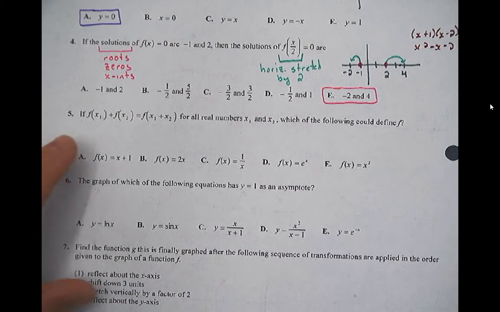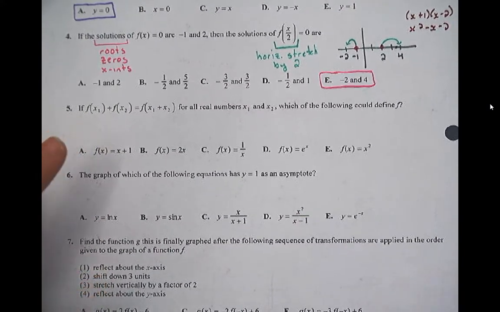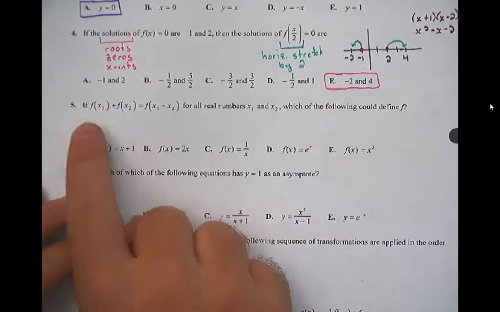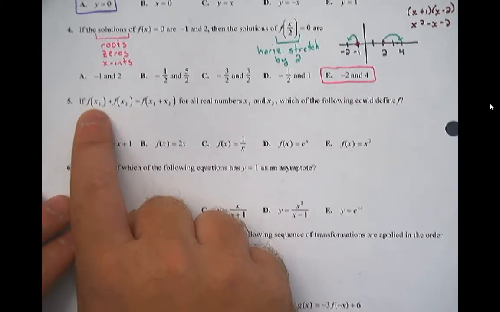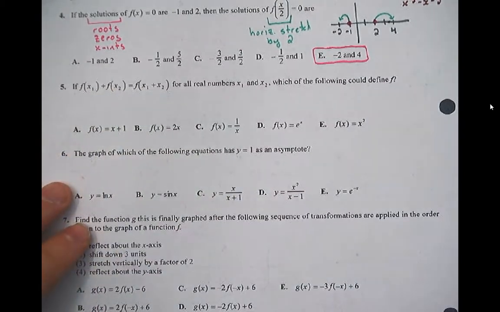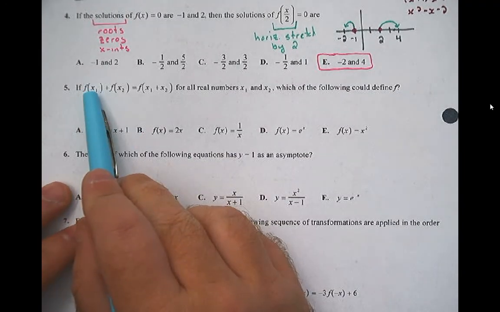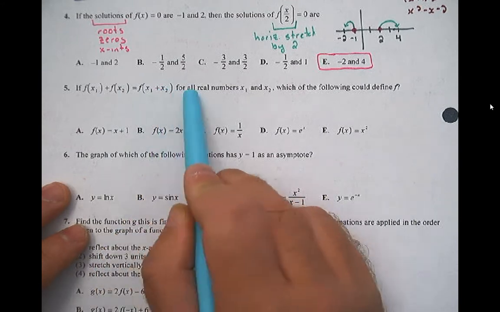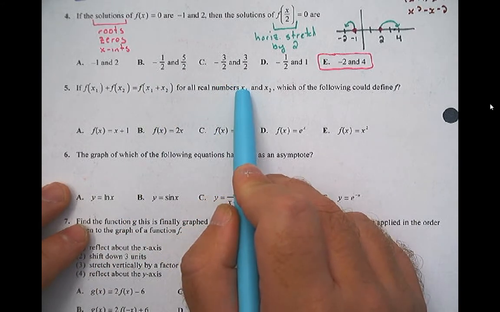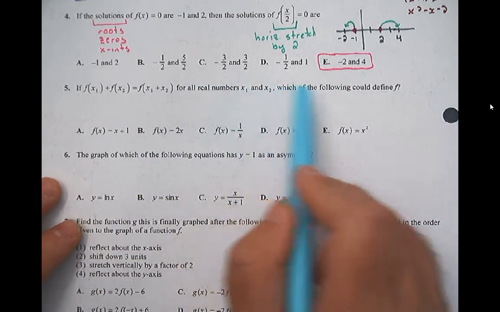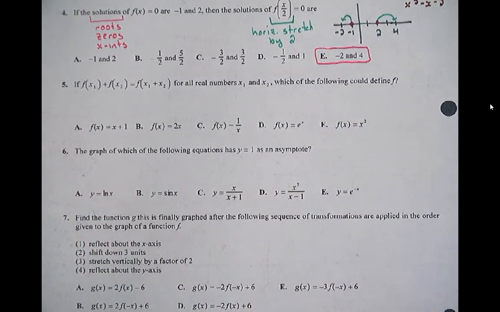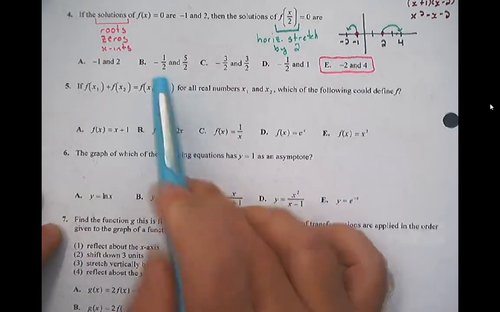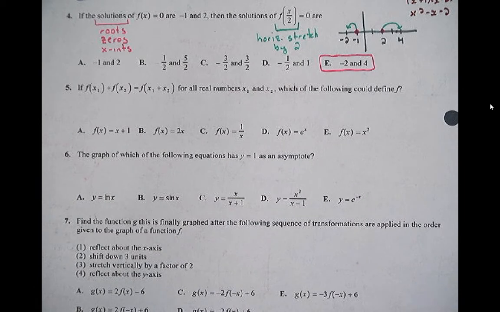Okay, this one is kind of weird just because it's a notational thing, but don't overreact to this kind of stuff. This is how math people talk, and we've got to start to get used to that language. So if f of x1 plus f of x2 is equal to f of x1 plus x2 for all numbers, so you're talking about the whole real number set, which could be the function f? Well, I don't know which one of these would do that. So what I'm going to do is check them and test them, see what works.